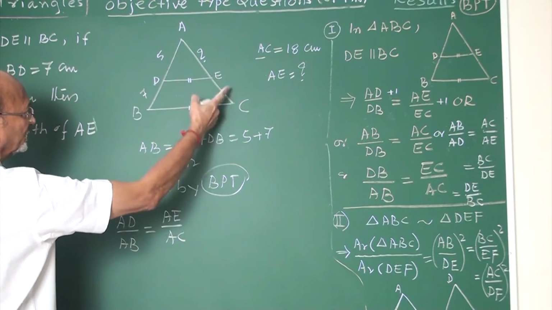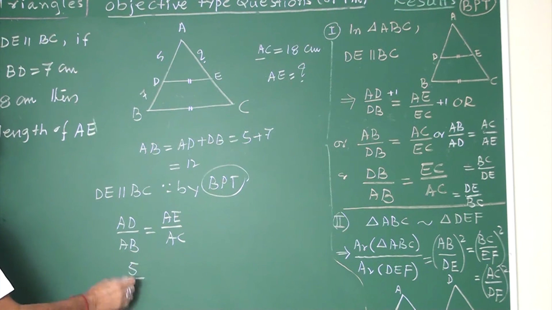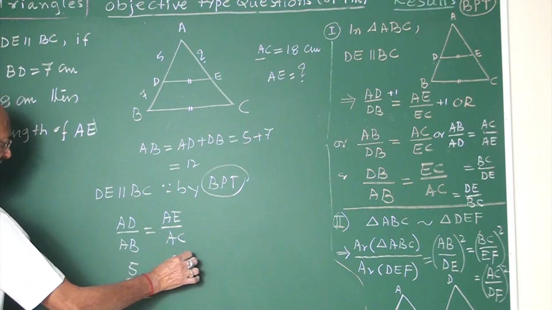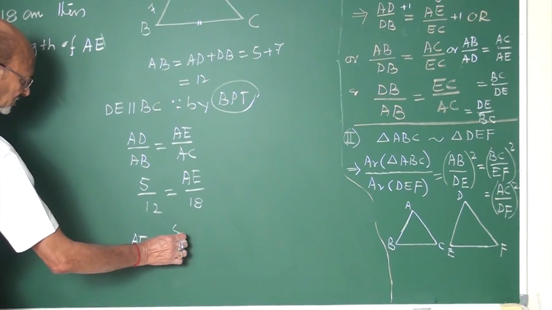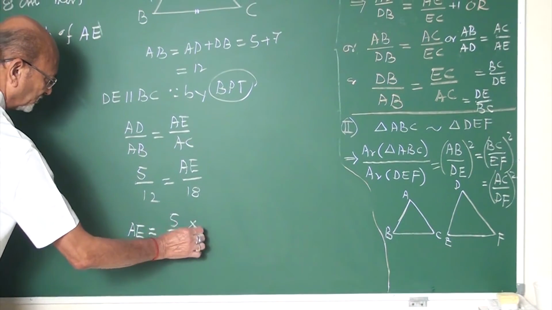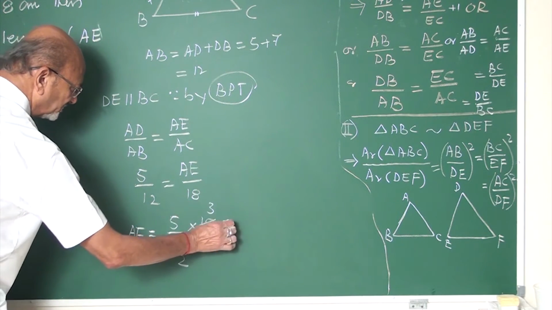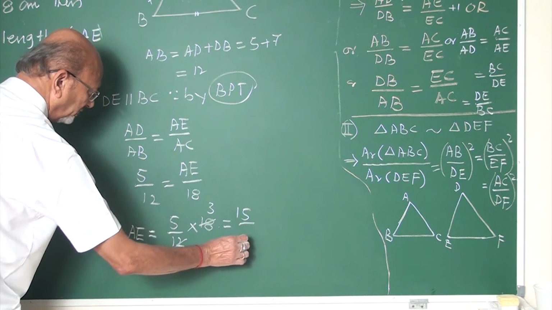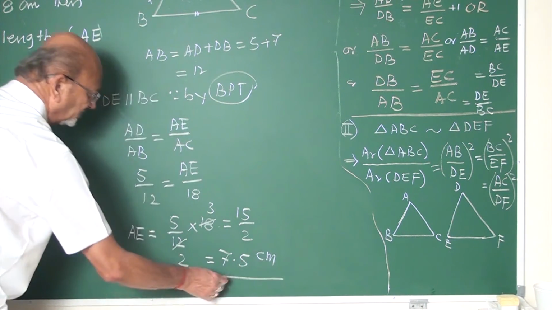AE upon AC equals AD upon AB. What are the values? AD is 5, AC is 12, and AE we want to find. What is AB, my friend? 18. So, with the help of this, what is AE? Bring 18 to this side. Therefore, AE equals 5 by 12 times 18. The 12 goes down and 18 comes to the numerator. 6 into 2, 6 into 3. What is this, my friend? It is 15 by 2, which is 7.5 centimeters.